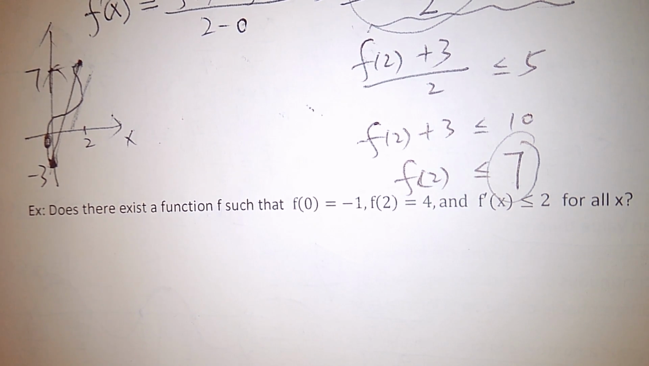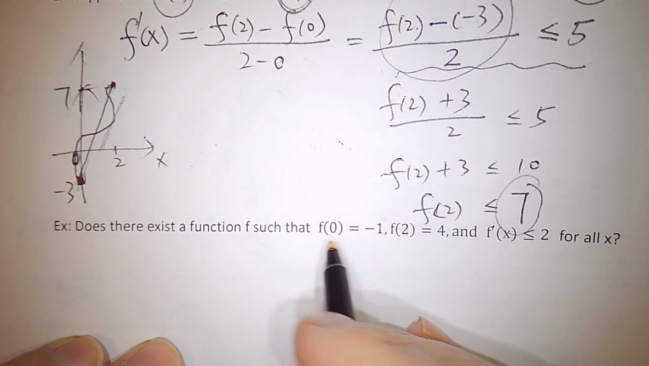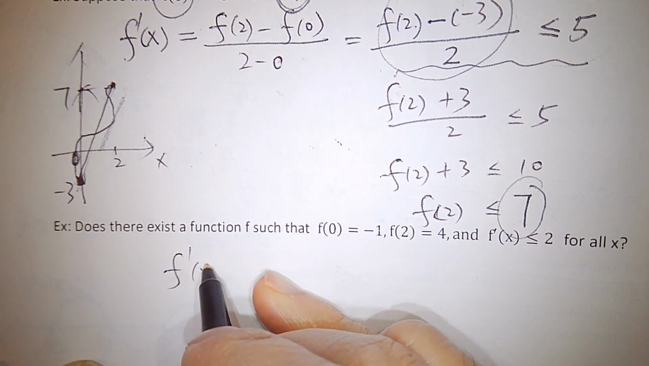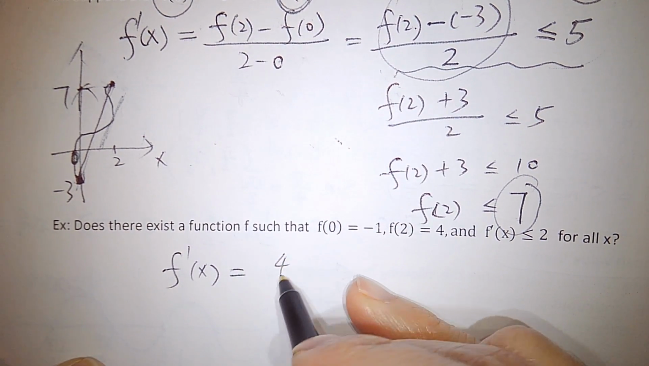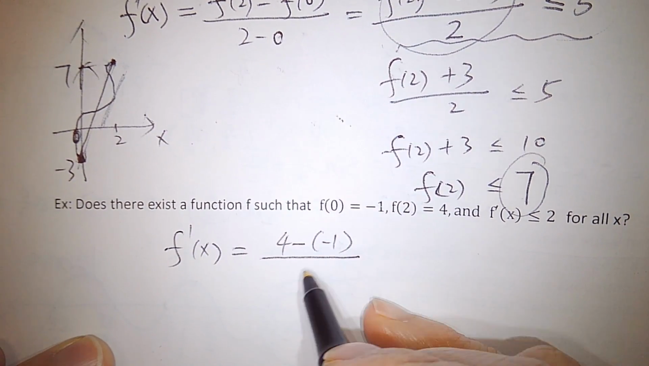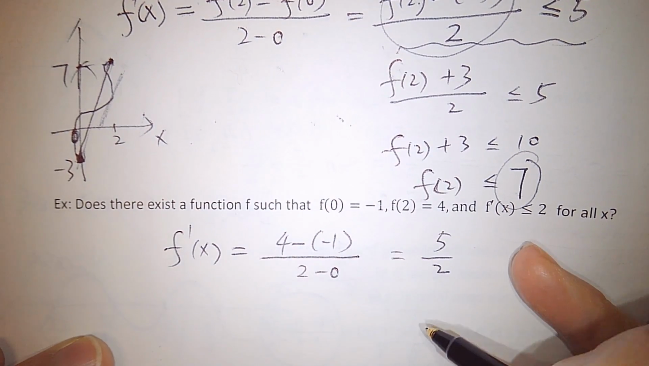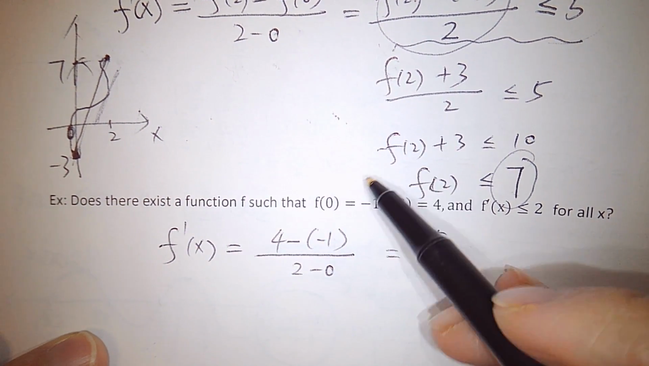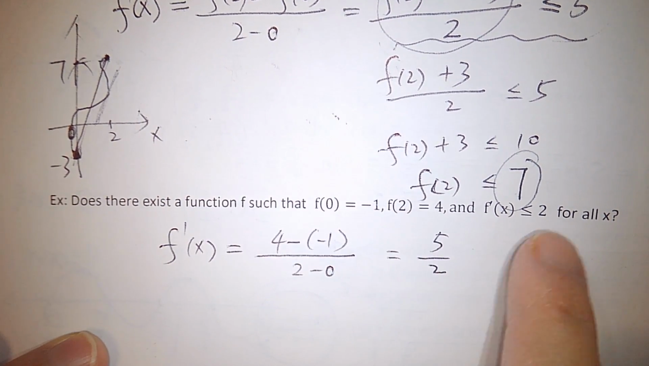No? Why not? Simon, can you tell us? I just plugged it in. You plug it in, right? So the f prime of x equals what? It's 4 minus negative 1, right? Divided by 2. So it is 5 divided by 2, right? Yes. Because the slope of the line segment is 5 over 2, which is greater than 2, right?